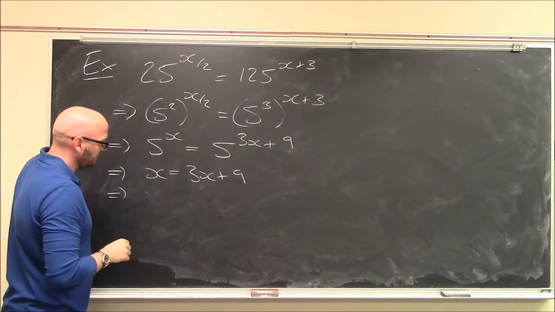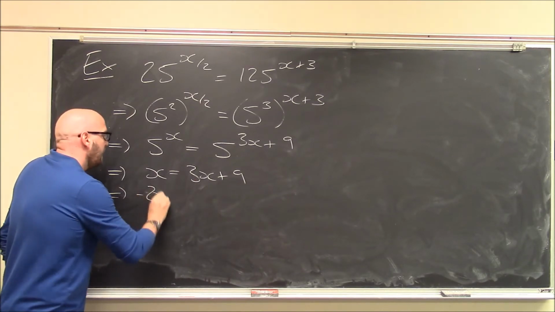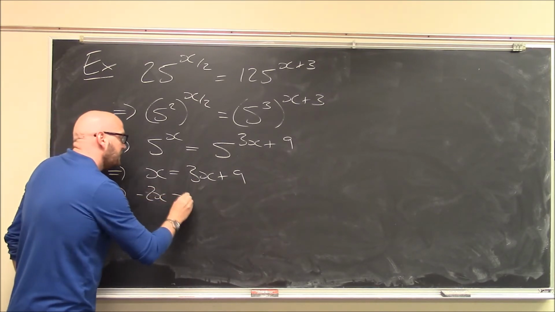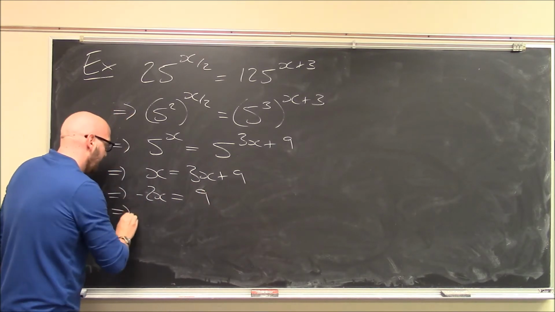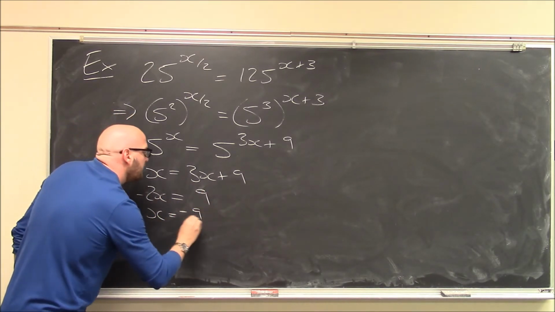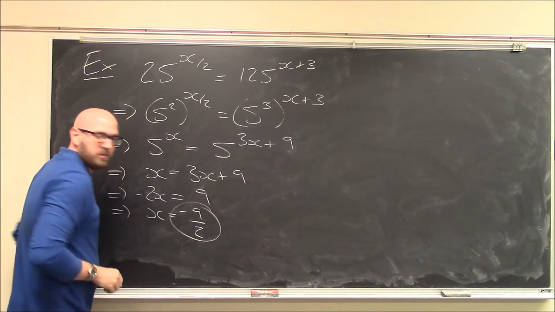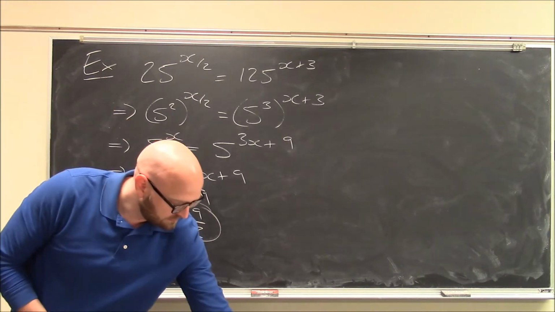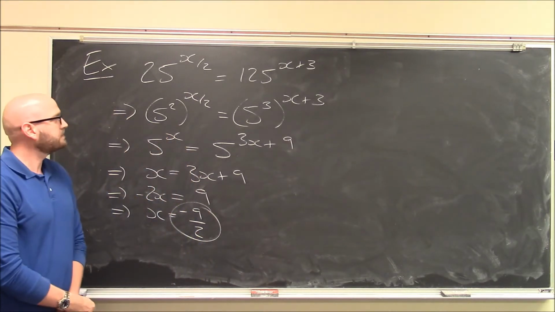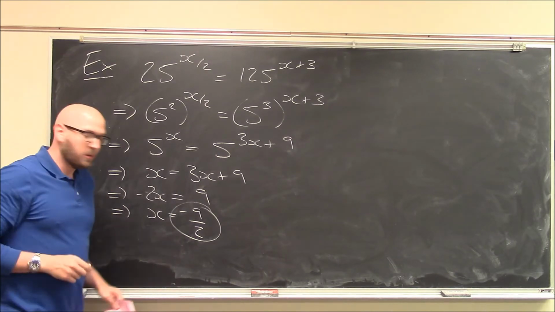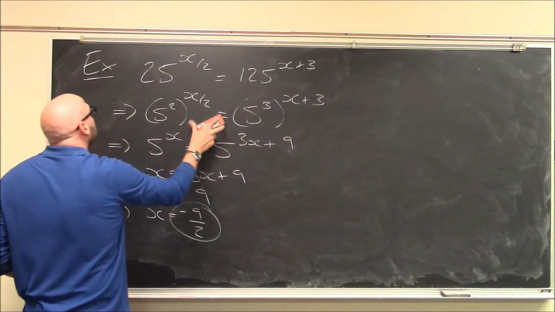Let's see, we'll solve this as quickly as we can. Subtracting 3x from both sides, minus 2x equals 9. So x is minus 9 halves. And with that, I will say one more thing about exponential functions.